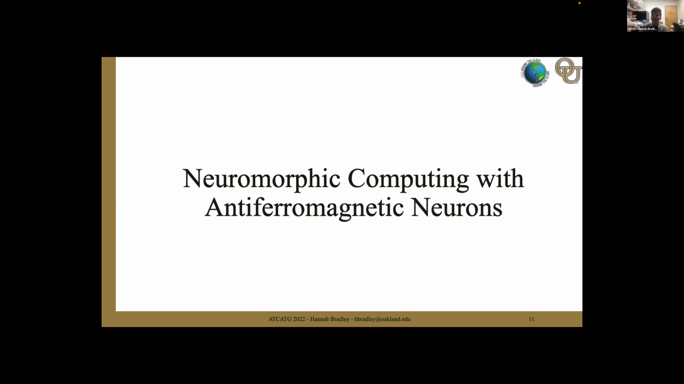So now we can create AFM neurons and link them together. The next step would be to start building neural networks capable of more complex functions.